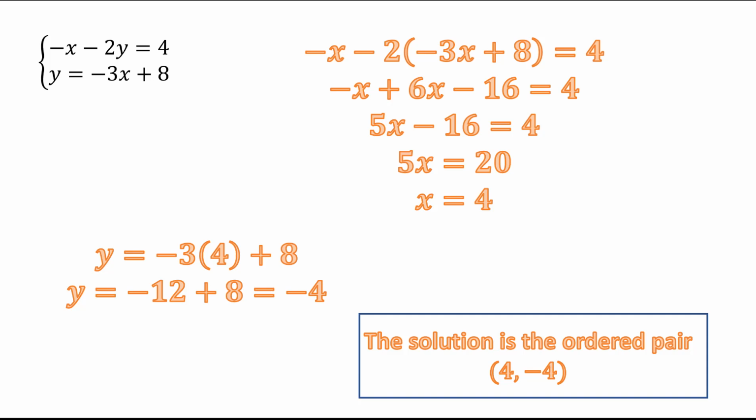All right, so you use substitution to solve these systems of two equations by just taking one of the variables and figuring out what it is, and then substituting that into the other equation.